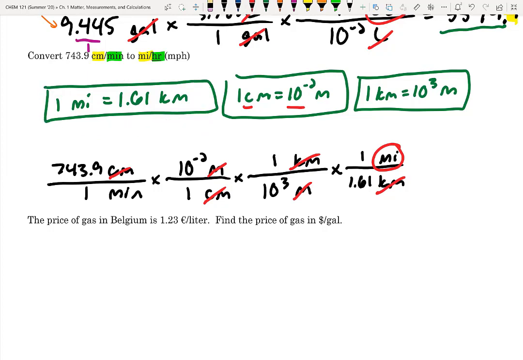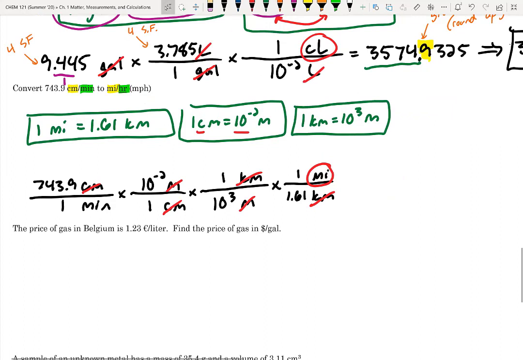Next thing we need to do is convert minutes to hours. So how many minutes are in an hour? We should know this without checking a chart. Everybody's muted.